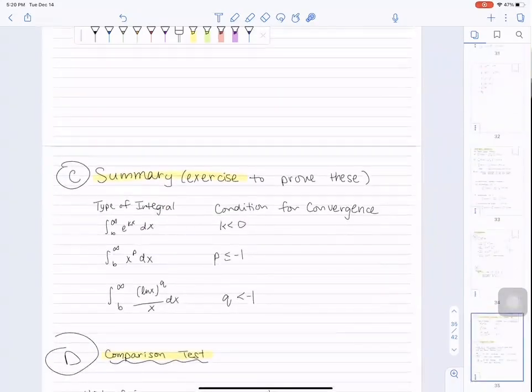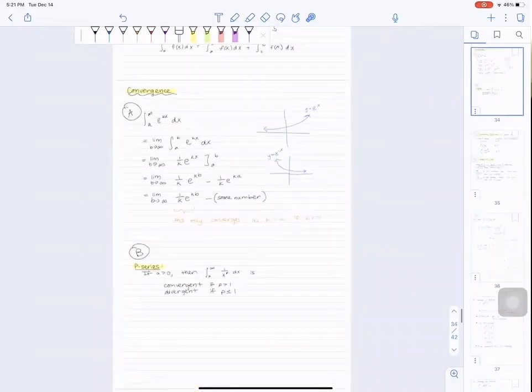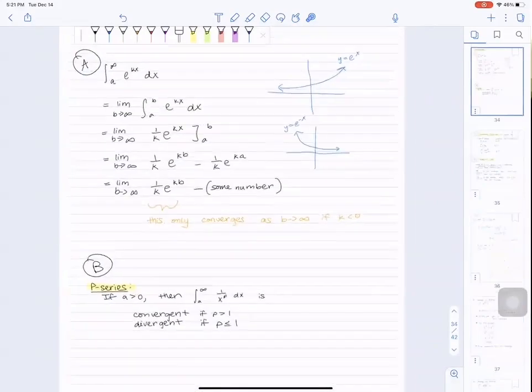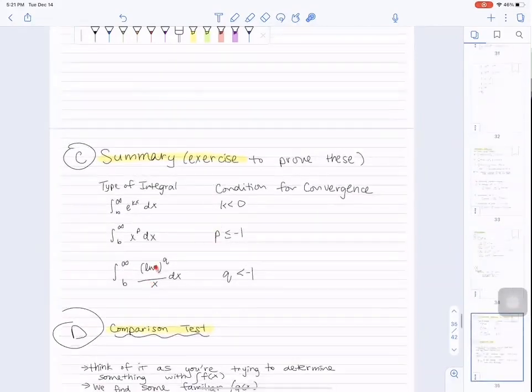And here's the chart. All of these are types of integrals and their conditions for convergence. When do they converge? For this last one, you can also prove it by actually finding the integral by taking the limit, and you'll see that it converges when q is less than -1. So these were just ways to determine if an improper integral converges. These were the common ones: e to the x, the p series, and this.